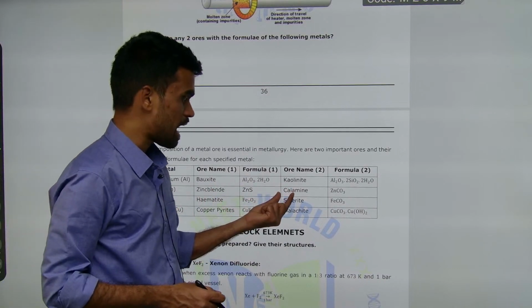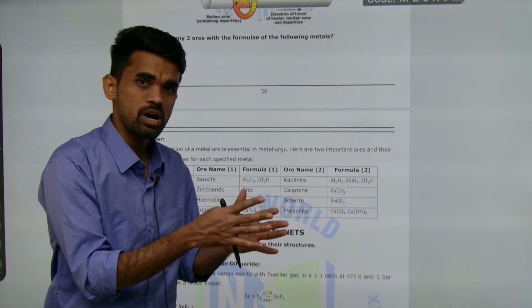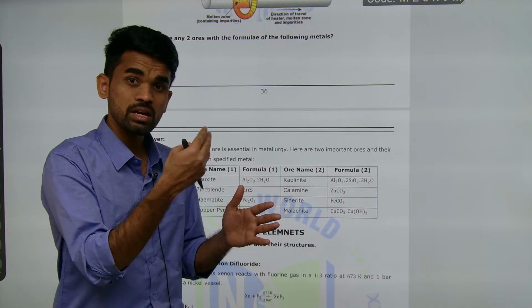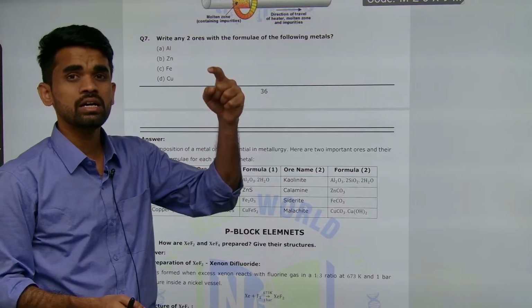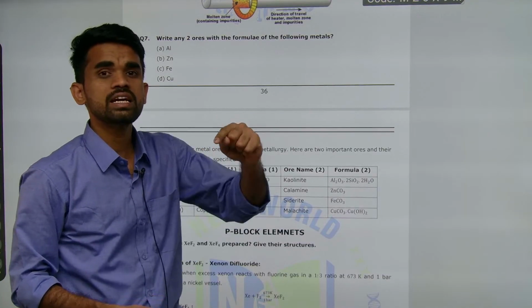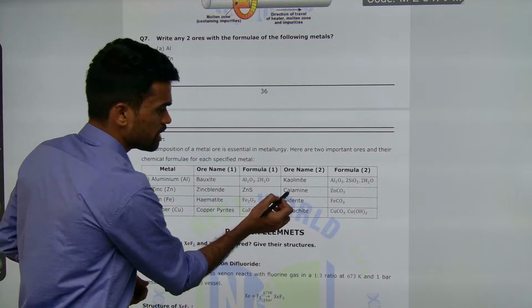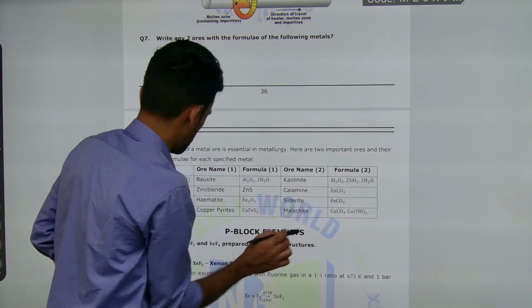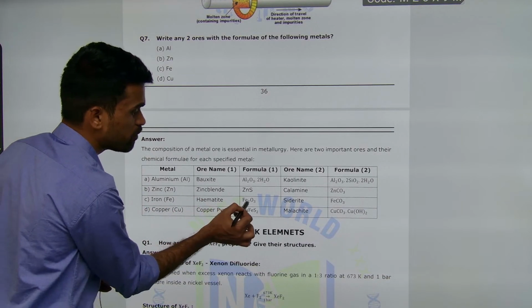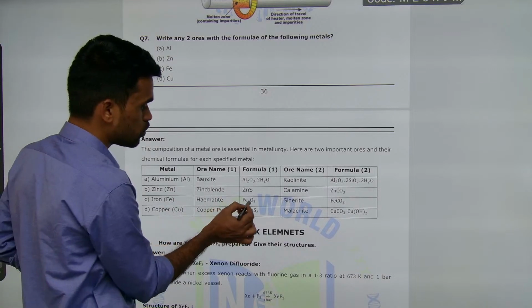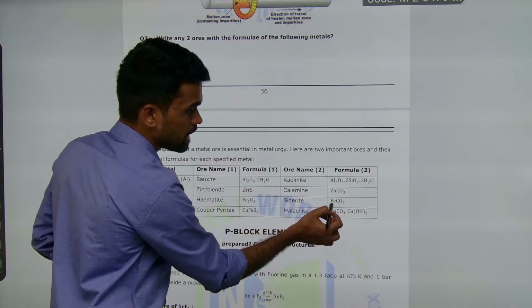Next one is calamine, zinc carbonate. There will be carbonate ores like calcium carbonate, and the next, iron carbonate. They will ask, which of the following is the formula for calamine or siderite? Like that they will give some names and ask us. Calamine, zinc carbonate. For iron we have hematite ore. What is the formula of hematite? Fe2O3. Now what about siderite? Siderite is FeCO3.